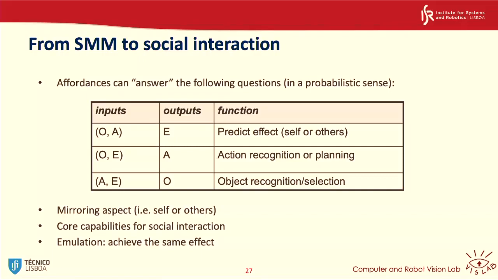For example, I may have an object in my hand, I may have chosen an action for some reason, so I can predict what is the effect of throwing this object at the glass window. So there's a prediction capacity of the effect. This can be applied to my own behaviors, or to the behaviors that I observe in other people around me. I can predict what will happen if I throw this at the glass window, but I can also predict what will happen if somebody else does this action with that object towards the glass window.